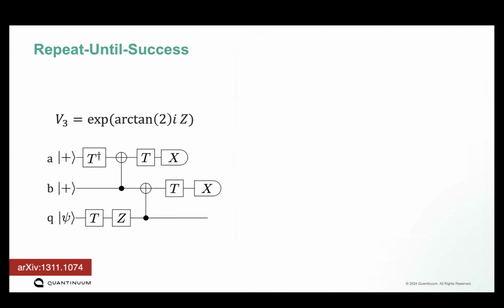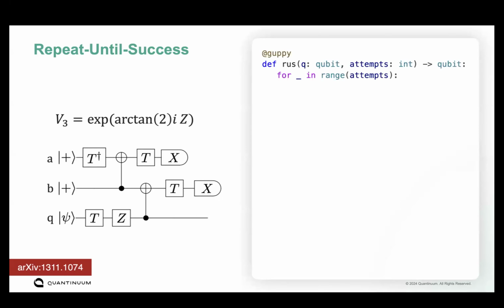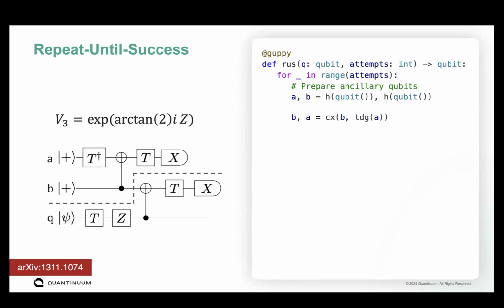So moving on, here's a more interesting example, which will show how Python's control flow is directly available in Guppy. So this is a repeat until success example, where we are trying to apply this V3 gate on the qubit Q. And we use 2 ancilla qubits, A and B, starting in the plus state. So in this case, in Guppy, we can start with a single qubit as input and then a bound on how many times we want to do an iteration. Then we can prepare the ancilla qubits and apply the first CNOT gate and the adjoint of T.